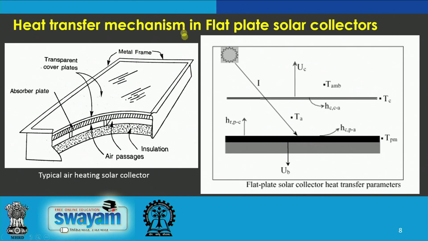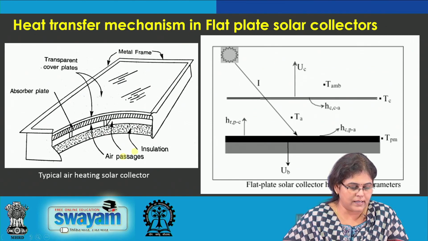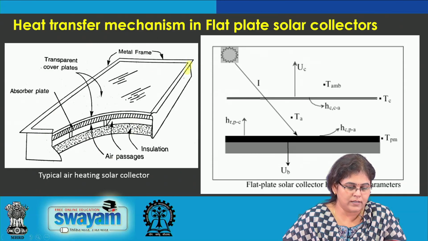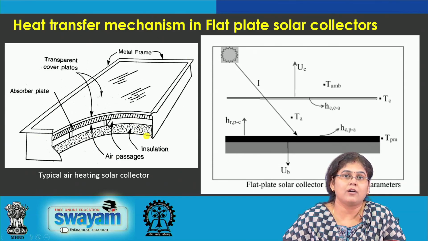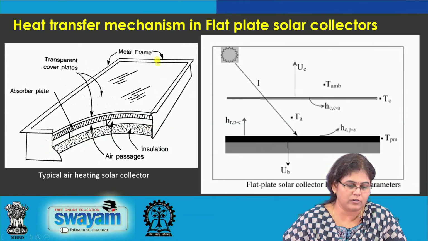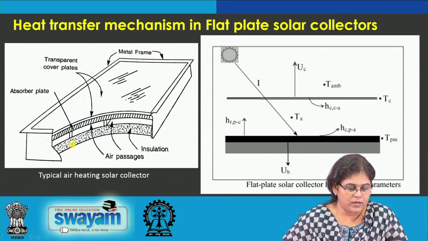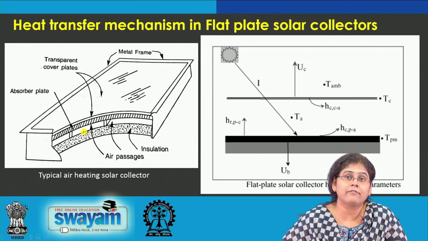Now, coming to the heat transfer mechanism in a solar flat plate collector, this is the schematic sketch of a typical air heating solar collector, or basically it is known as an air heater. Already we have seen the designing aspects of the flat plate collector. Here, instead of tubes we have the inlet air passage and on the other side there will be the outlet passage of air. Here we have insulation provided and above that the black color paint is given.